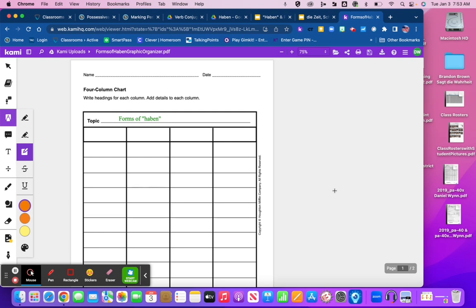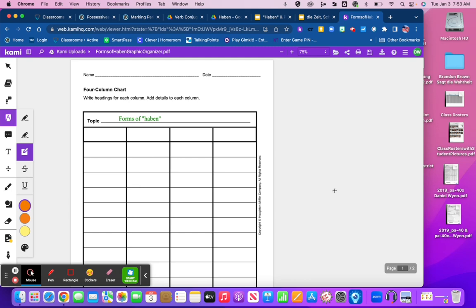Also haben auf Deutsch heißt to have. This is going to be a video showing you the verb to have, or haben, in German and how to conjugate it, or change the verb endings according to the different personal pronouns such as I, you, he, she, it, or ich, du, er, sie, es.